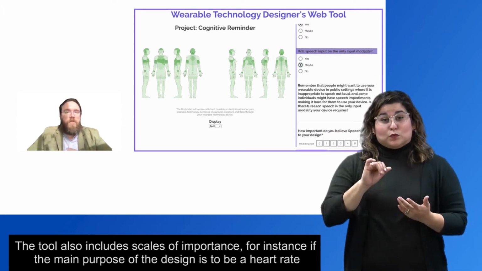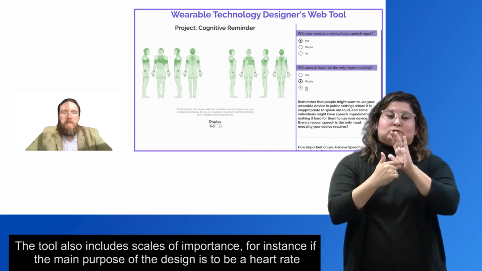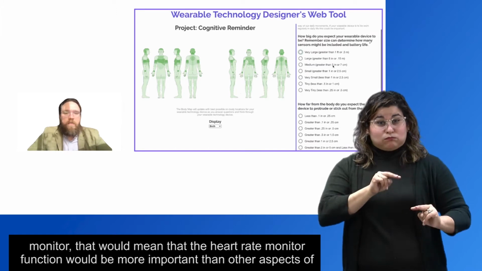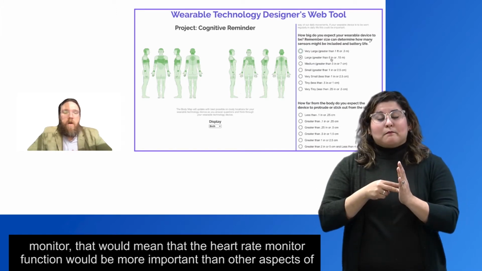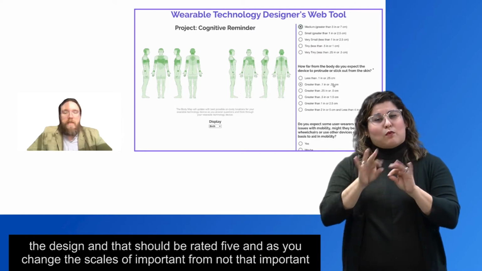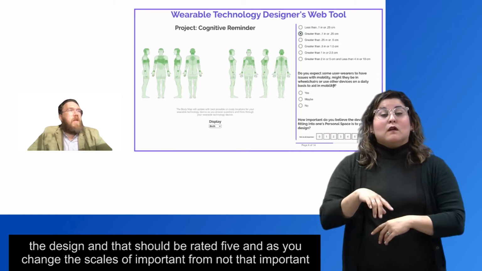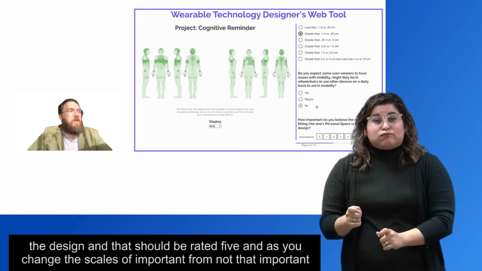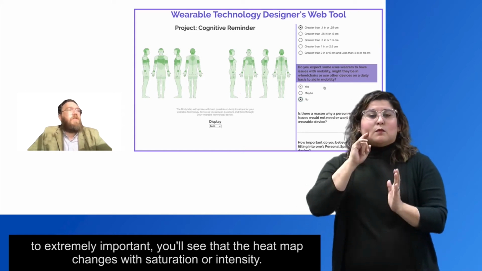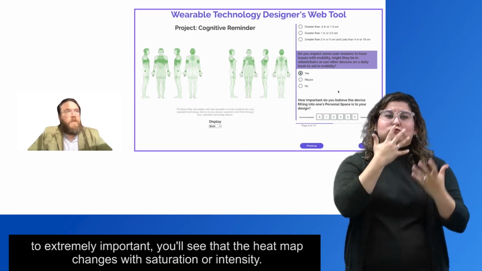The tool also includes scales of importance. For instance, if the main purpose of the design is to be a heart rate monitor, that would mean that the heart rate monitor function would be more important than other aspects of the design and thus should be rated a 5. And as you change those scales of importance from not that important to extremely important, you'll see that the heat map changes with saturation or intensity.